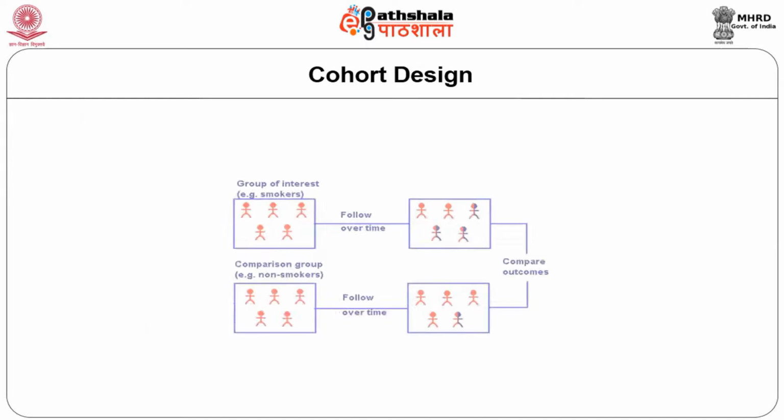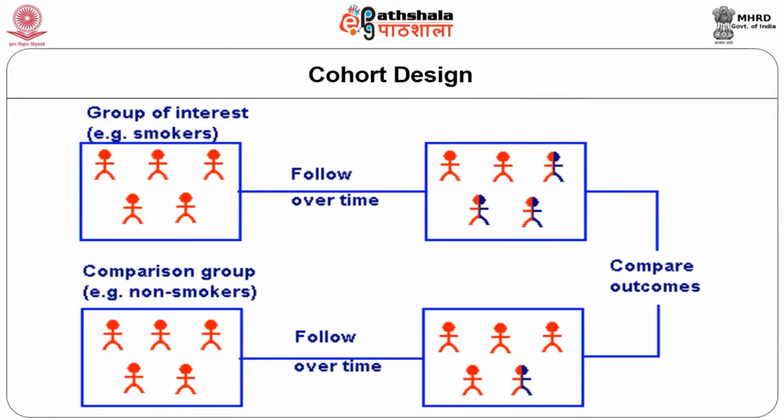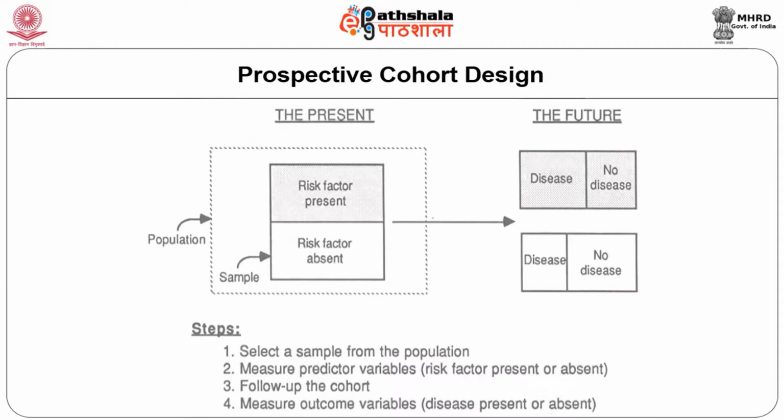Another design, the cohort design, is also called a prospective or longitudinal design. Whenever you want to see the dynamic changes over a period of time, we use this cohort study, also called a prospective cohort study. In a prospective cohort study, you select a sample of the population, measure predictive variables or risk factors, present or absent, follow up the cohort, and measure outcome variables, that is whether the condition is present or absent.